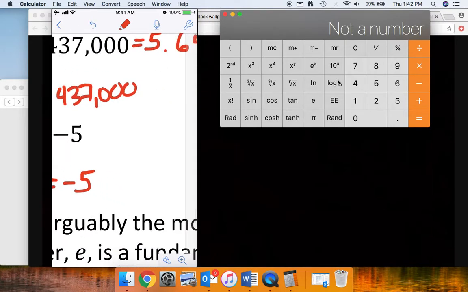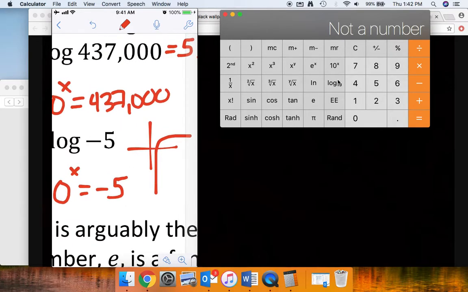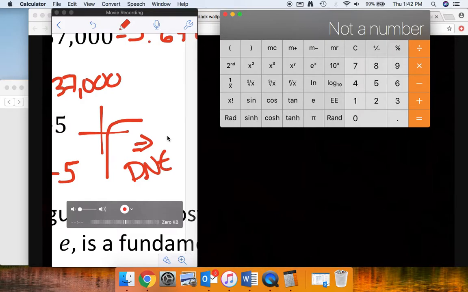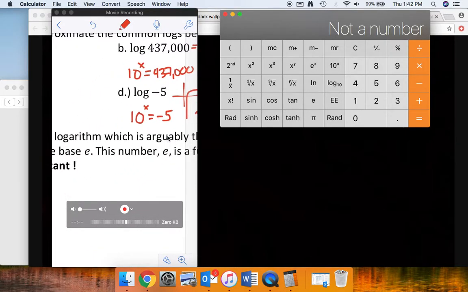Remember what a graph of a log looks like, right? It looks like this. Whoosh. Are we ever going to go into the negative side? No, we're not going to go into that side. So this makes sense. This does not exist. We can write DNE, does not exist, no solution, not a number, like it says up here, whatever you want to write. But it doesn't exist, and that makes sense.